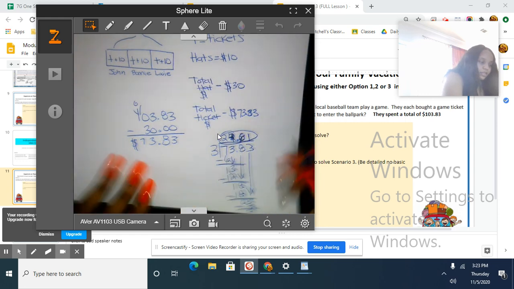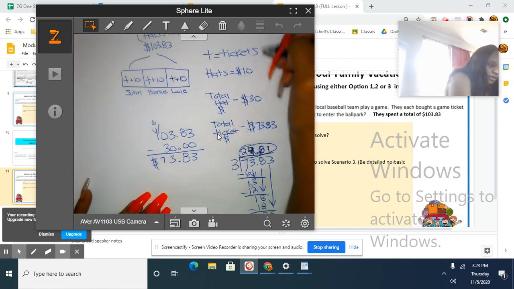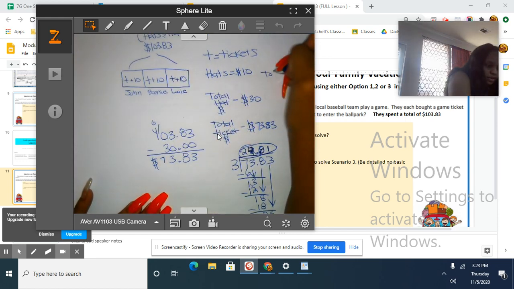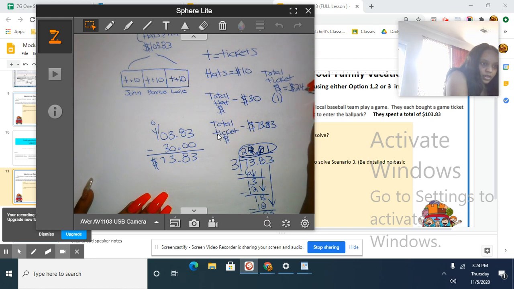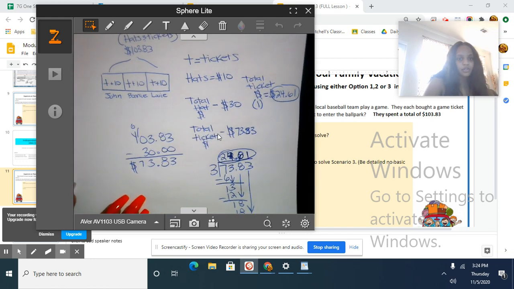So we know that the total ticket cost for 1 is $24.61. So there is your answer.